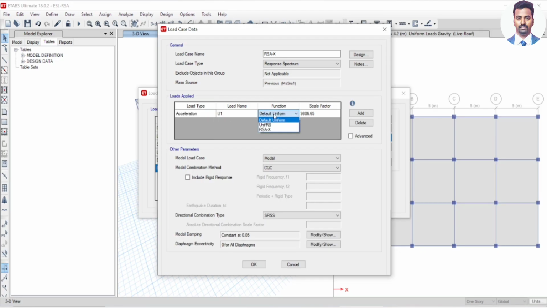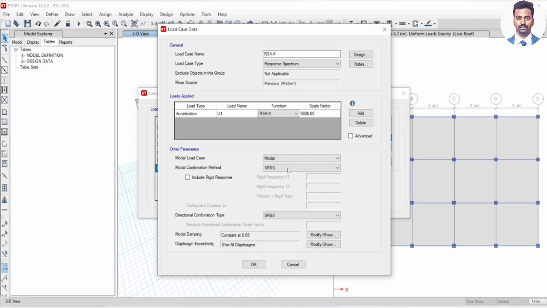The function, what function we have provided? Response spectrum analysis. Currently we have provided the response spectrum analysis function, and the scale factor is 9806. This is the scale factor which is being considered, and this is nothing but 9.81. Here all the values are in terms of mm. So this 9.81 acceleration due to gravity is being taken as 9806, that is 9.81 in mm units.